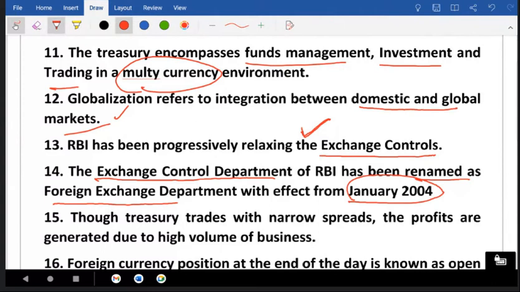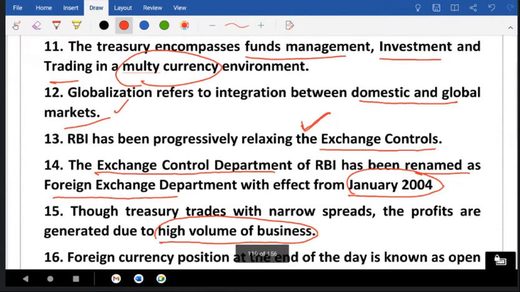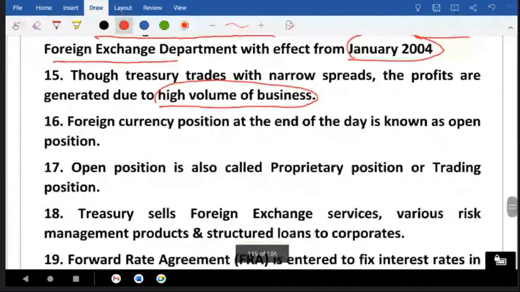Though treasury trades with a narrow spread, the profits are generated due to the high volume of business, because the volume of business is very high. Like in branches, the business we carry out per day does not exceed 2 crore, 5 crore, but in treasury they deal 5,000 crore in one day. So their volume is very high, but their spread is very less. I'll just give an example: like say they've been dealing with 6.5 to 6.55. So you can see what the narrow spread is.